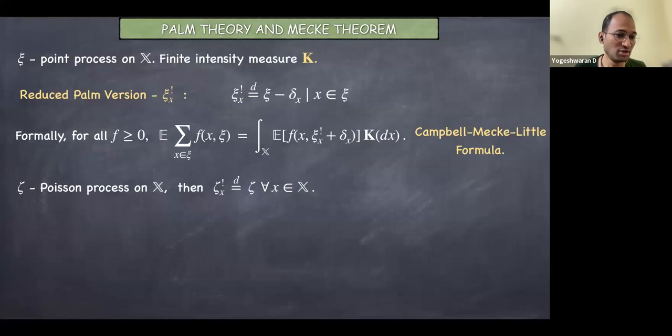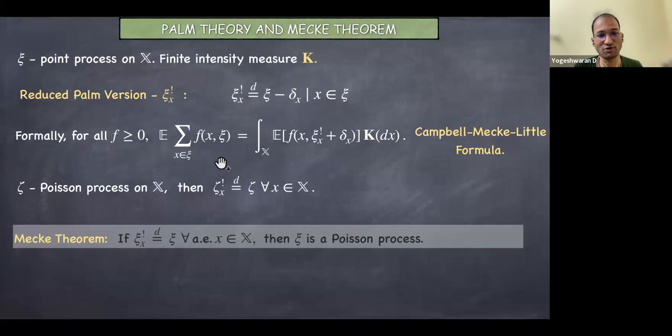But Mecke showed the other way around. If this identity is true for almost every x, then that is a Poisson process. So this characterizes the Poisson point process. If the reduced Palm version is the same as the original point process in distribution for almost every x, then this is a Poisson point process. Okay, so this is what Mecke showed, Mecke's theorem.